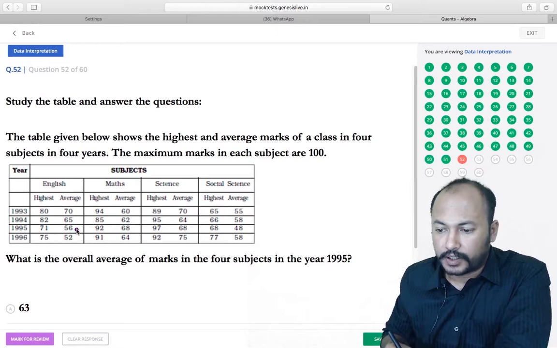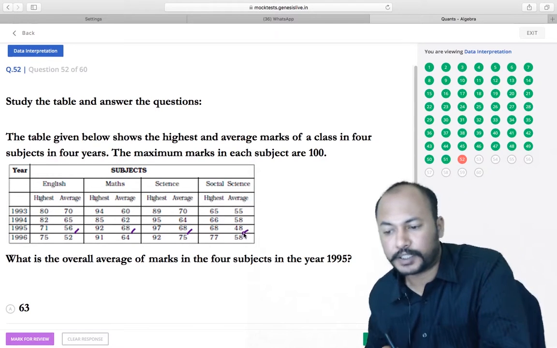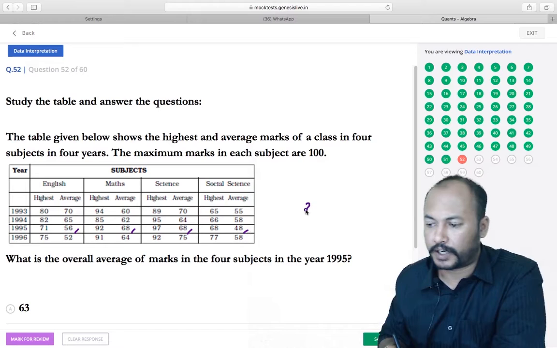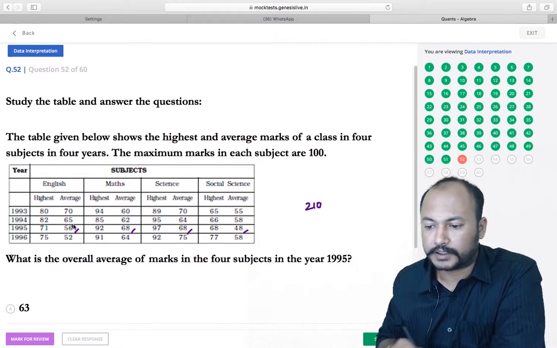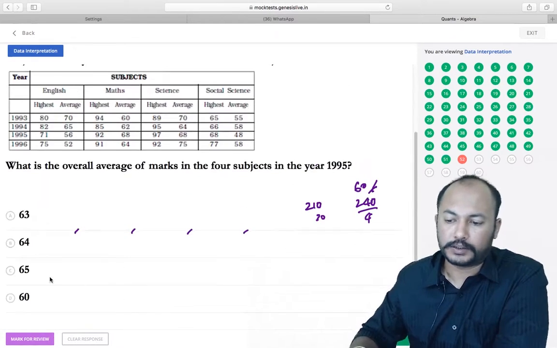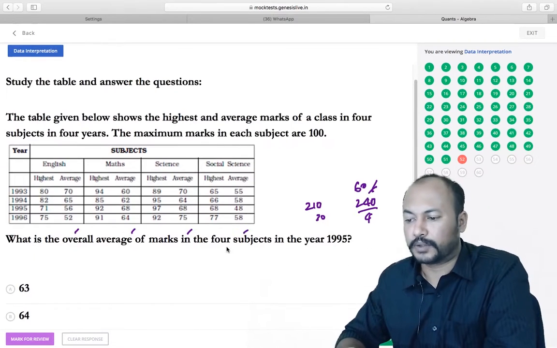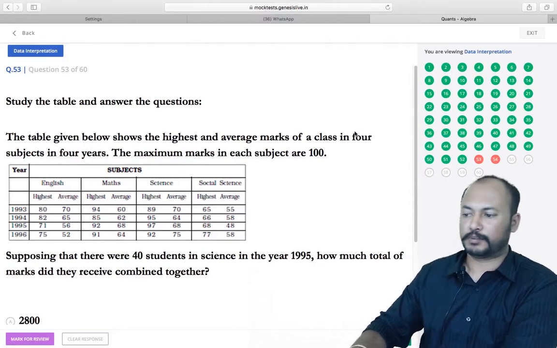Let's do this. 56, 68, 68, 48. Fine. So 50 plus 60 plus 60 plus 40 will be equal to 120 plus 90, that is 210, plus 8 3s are 24, plus 6, 30. So 240 divided by 4, you get 60. Answer is 60. Very simple question, straightforward. Next one. Okay, question number 53.